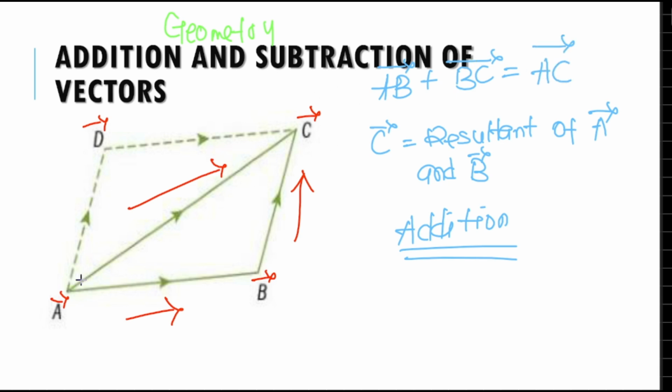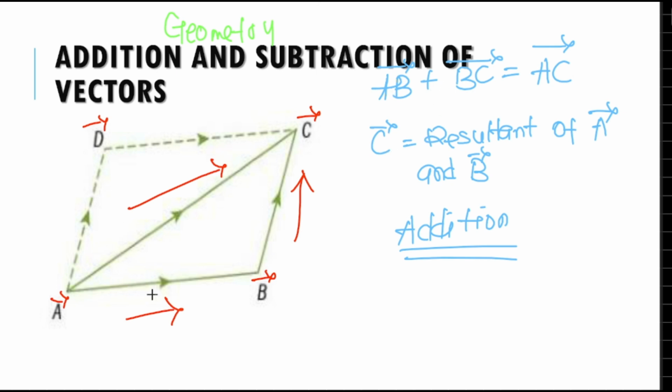Remember how we are taking a vector. The direction goes from A to B, so that is AB. The second direction goes from B to C, that is BC. And then the resultant, see the arrow started from A and goes towards C, that is AC. Therefore, AB plus BC equals AC. You can see that the vectors we are adding have one point in common. We have point B in common.